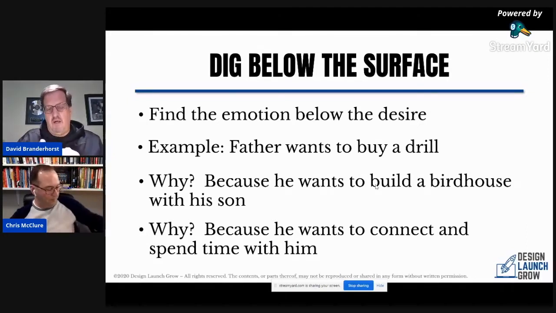And so we all need to do this exercise when we're looking at our ideal prospects. We need to understand, okay, this is what they want. They want the tire fixed on their car. Well, why do they want the tire fixed on their car?